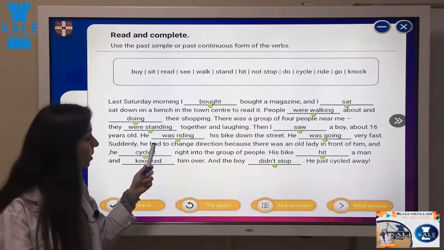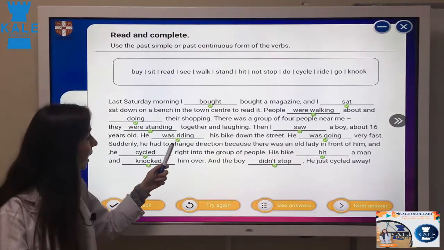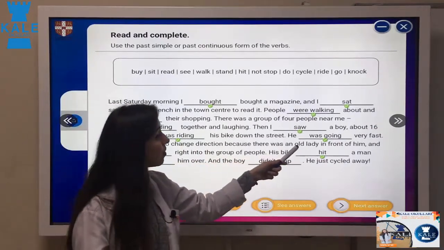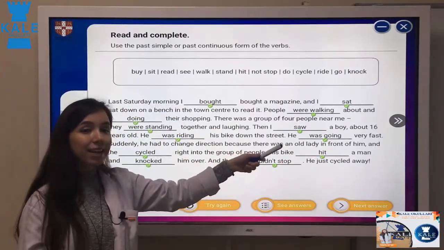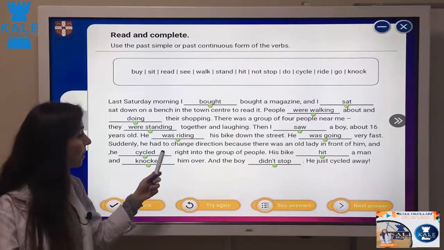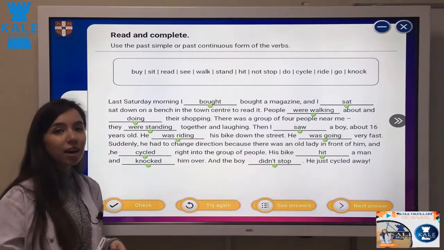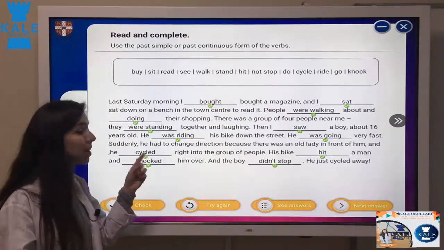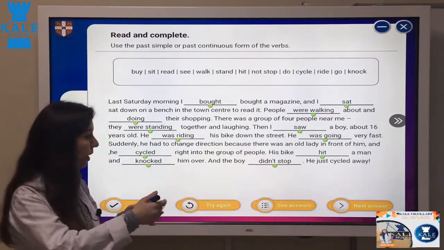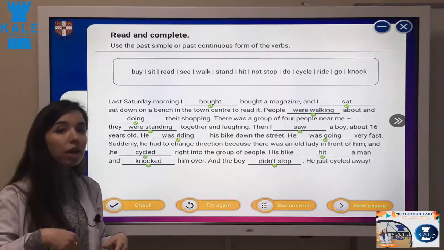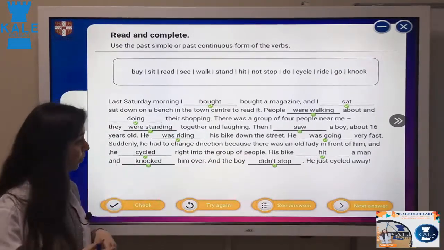Look at here. Here, "had" is the past simple of "have", the past simple form of the verb. He had to change direction because there was an old lady in front of him. Why did he have to change? Because there was an old lady, and he cycled right into the group of people. Here we cannot say "was cycling". Why can we not say that? Because suddenly, for one moment, it happened. He saw a woman there, an old lady, so he cycled right into the other group of people, because he didn't want to hit that woman.